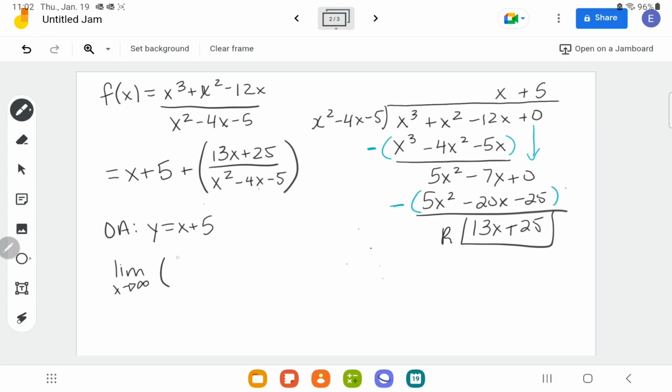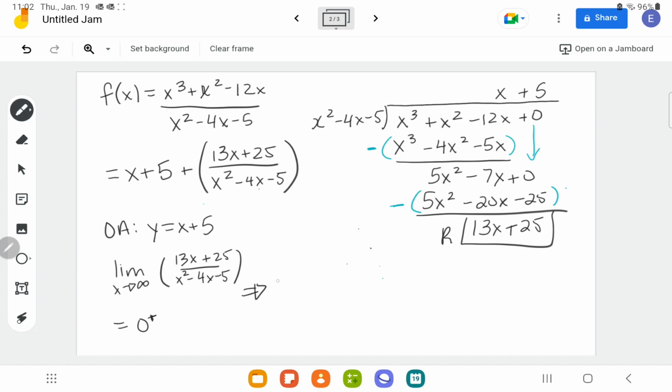So as I go to positive infinity, this 13x plus 25 over x squared minus 4x minus 5 is going to approach 0, but it's going to approach 0 from a positive value. So it's going to be a very, very tiny number, very close to 0. And you could get that by subbing in like x equals 100 or x equals 1,000. It's going to be a very tiny number, but it's a tiny positive number.